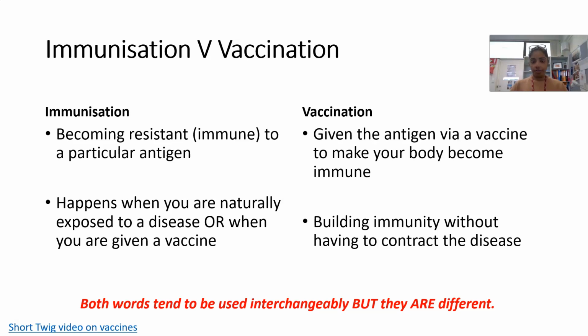A vaccination, on the other hand, is when you are given the antigen via a vaccine. So this is via a medicine, and that makes your body become immune. You build immunity without having to have contracted the disease itself. So that's the key difference between immunization and vaccination. You can become immune to a disease by coming into contact with the actual live disease. With a vaccination, you don't come into contact with the live disease, but you develop immunity anyway.